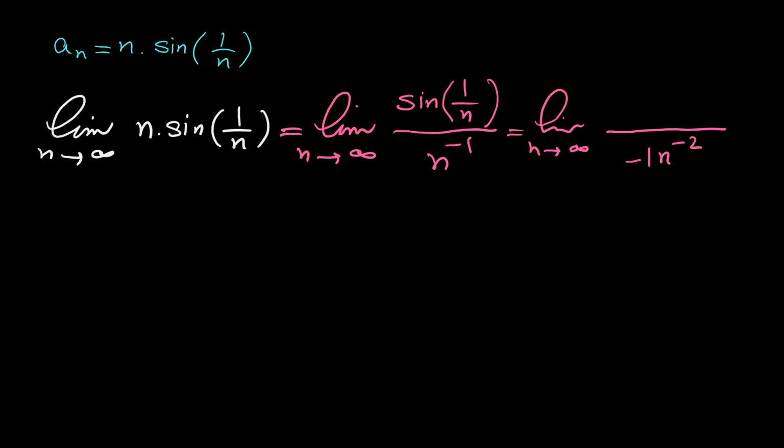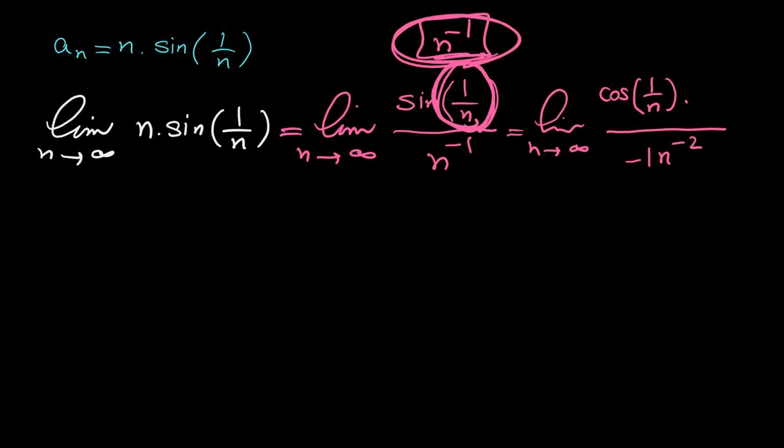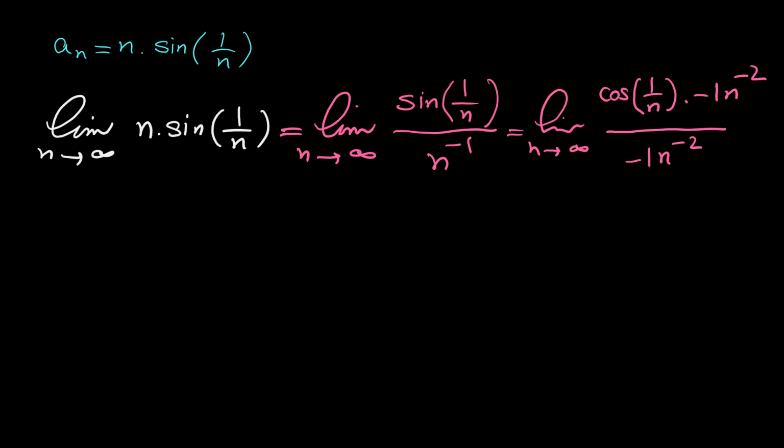What is the derivative of the numerator? The derivative of sine is cosine of 1 over n times the derivative of the inside. But if you pay attention, this inside is basically n to the negative 1. So the derivative of the inside is the derivative of this, and that is simply negative 1 n to the negative 2. So the derivative of sine of 1 over n is this. And it's not a bad idea to put a bracket around all of this. Now if you pay attention, this completely cancels with this.